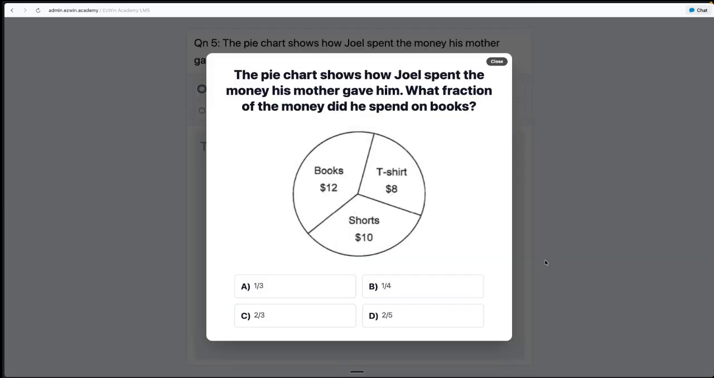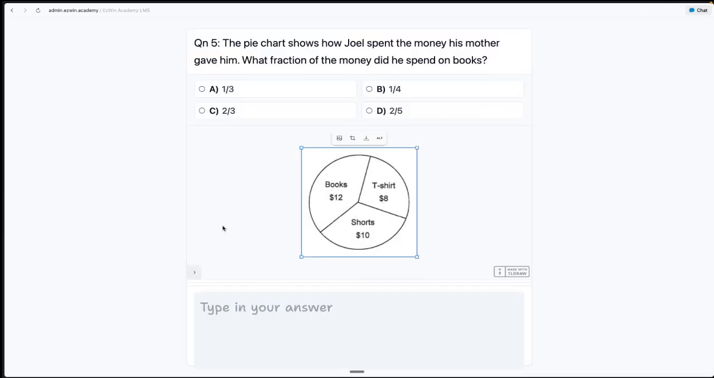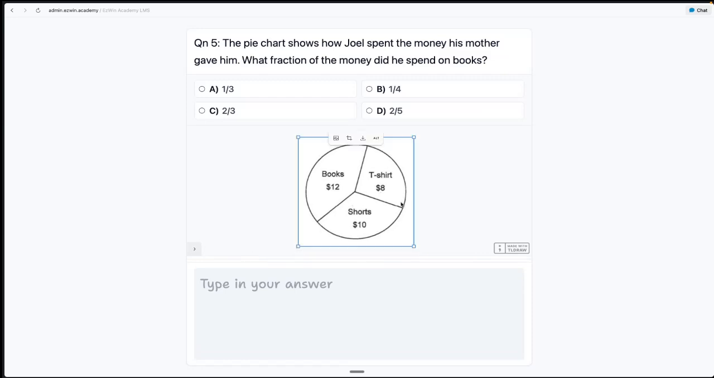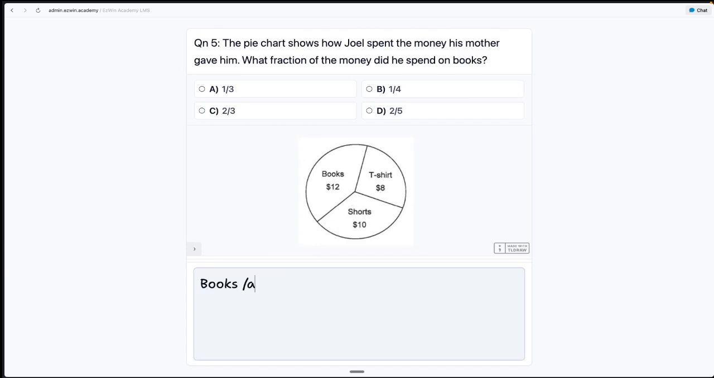Question number 5. The pie chart shows how Joel spent the money his mother gave him. What fraction of the money did he spend on books? Over here, we can do it pretty straightforwardly. First, we need to know how much he spent on books. Books over here is $12. Then we also need to get the total, which in this case is 12 plus 8 plus 10. 12 plus 8 is 20, plus 10 is equal to 30.